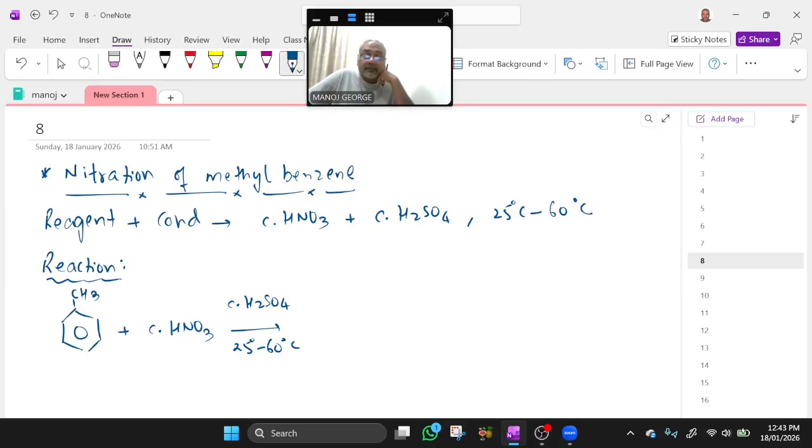Okay, could you predict the products? Once again, the same situation. CH3 is a ring activator, which means you are going to get two isomers. Electron density has to increase at positions 2, 4, and 6. Position 1,2 is equivalent to position 1,6 because if you go from the other side, that will automatically become position 1,2. So that's why we say ortho.